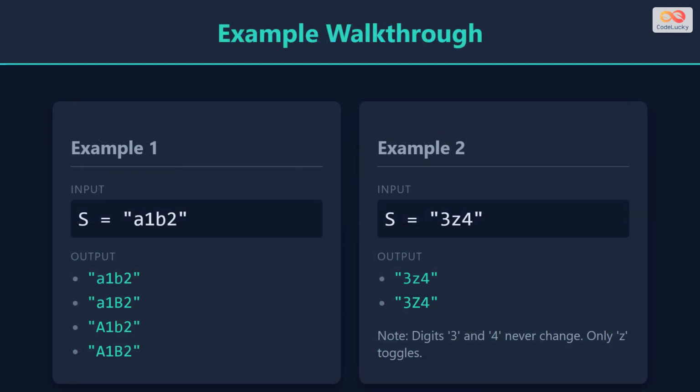Let's look at a concrete example to make this clear. If the input string is a1B2, we start processing from the left. The letter A can be lower or uppercase. The digit 1 stays 1, the letter B can be lower or uppercase, and the digit 2 stays 2. This gives us 4 distinct combinations. However, if the input was 3Z4, only the letter Z has variations, resulting in just 2 outcomes.